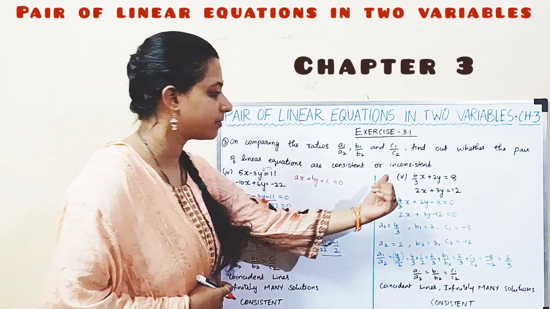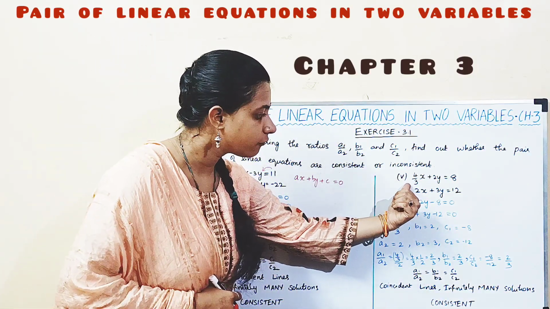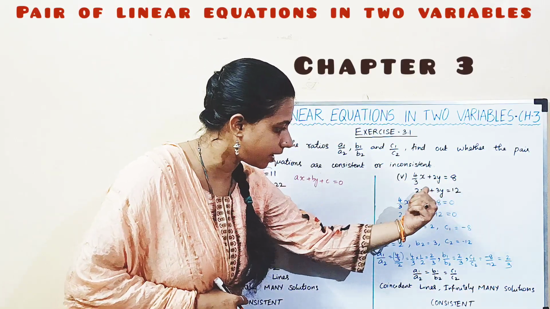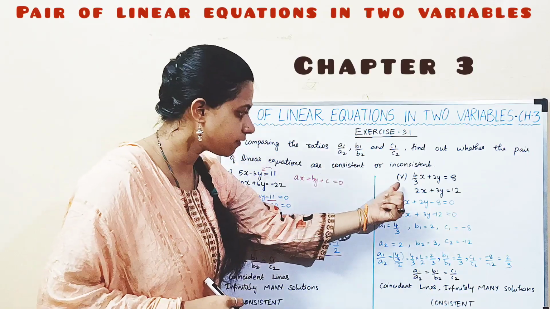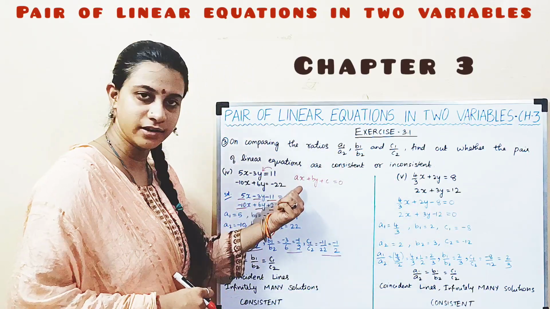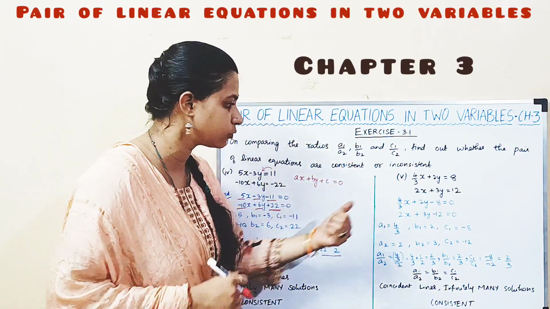Now coming to the fifth subdivision, the equations given are 4 by 3 x plus 2y is equal to 8 and 2x plus 3y is equal to 12. Here also first we will put these equations in the general form ax plus by plus c equal to 0.